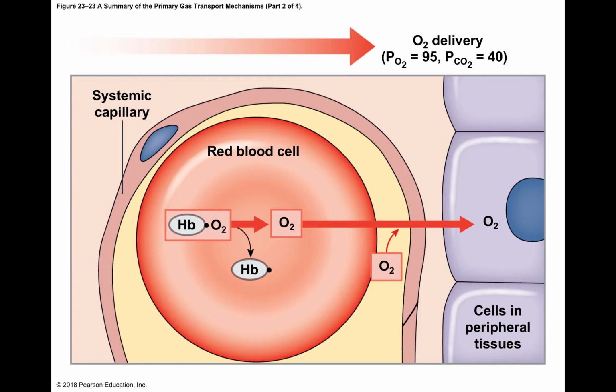If the tissues are really acidic, that means they're producing a lot of CO2. CO2, the body thinks, is an acid. So if the cells are active and they're producing CO2, the tissues become more acidic, the pH drops, then the hemoglobin will let go of the oxygen and the oxygen can diffuse into the tissues, right? All right, so that's oxygen.